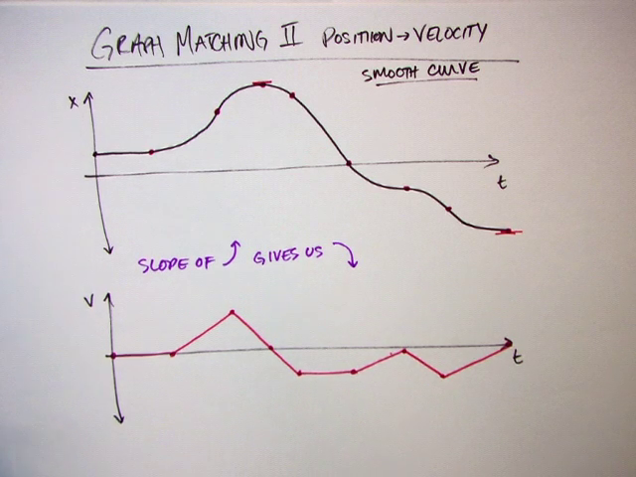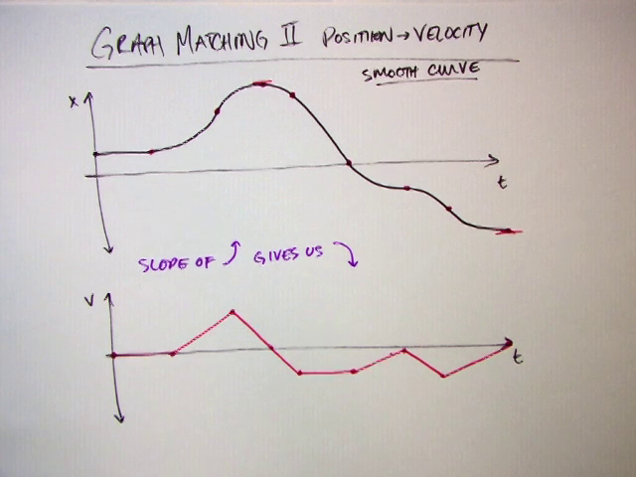Okay, so I was able to construct this entire VT graph simply off of breaking my XT graph into segments, and then asking how the slope changes. Is it positive? Is it negative? Is it increasing? Is it decreasing? And that really is the way you match it up.